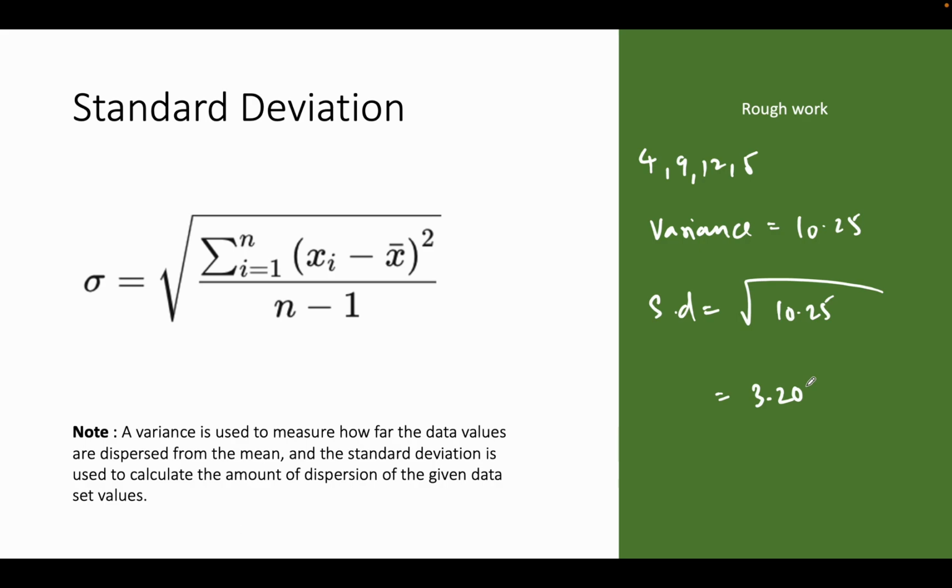3.201, okay. So a variance is used to measure how far the data values are dispersed from the mean, and a standard deviation is used to calculate the amount of dispersion of the given set of values. Standard deviation is derived from variance, as you can see, and tells us how far each value lies from the mean, okay. And standard deviation is expressed in the same units as the data values.